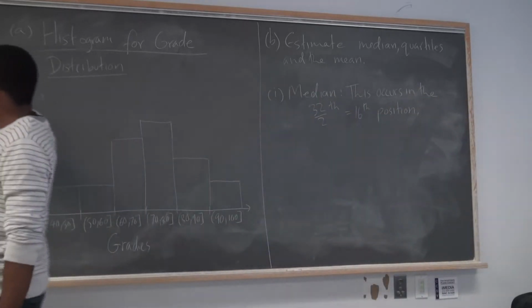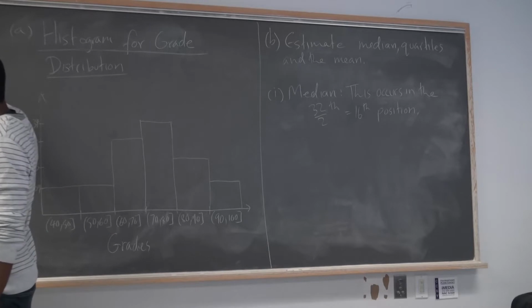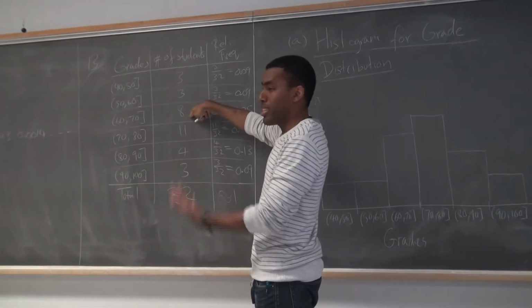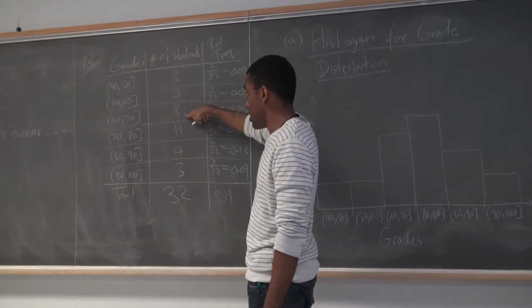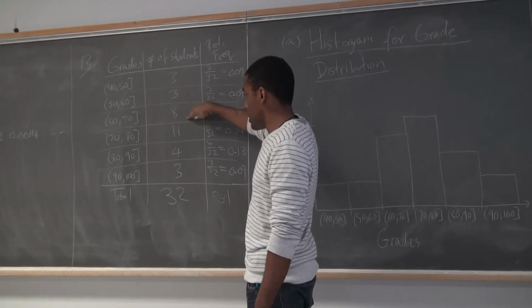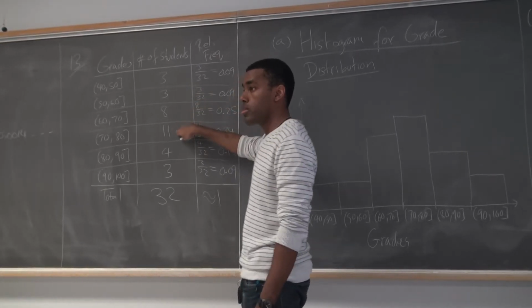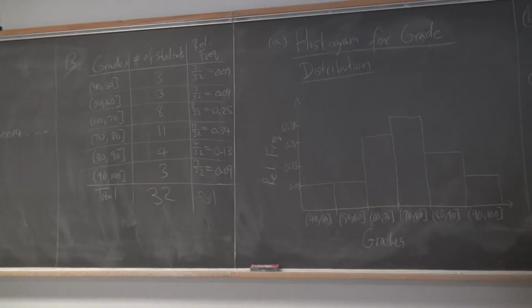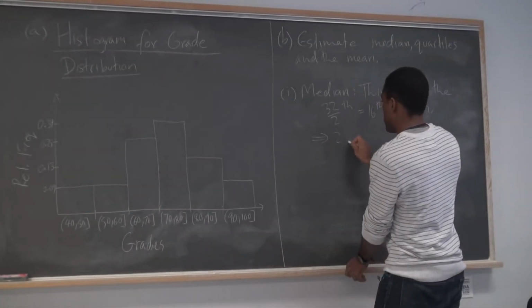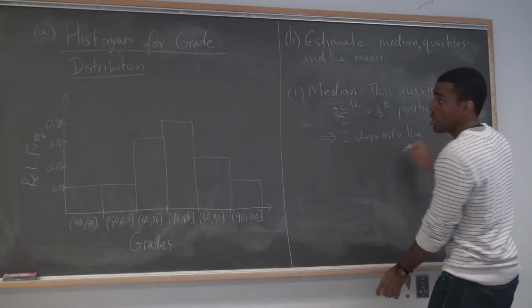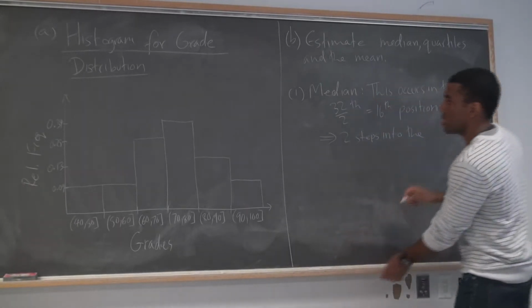So here we have 3. Move down here, we have 6. You basically add the cumulative frequency until you get to 16. So here we have 6 plus 8, that gives us 14. So to get to 16, we need 2 into this bin. This is 2 steps into the 70 to 80 bin.